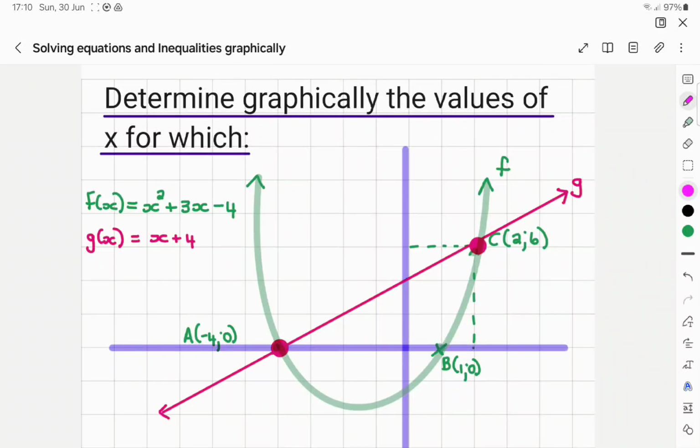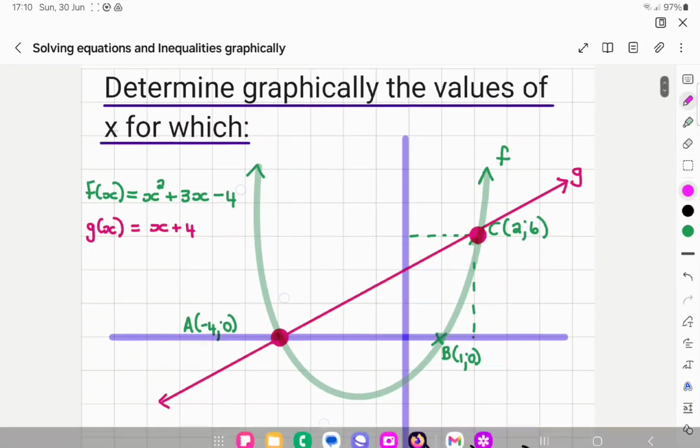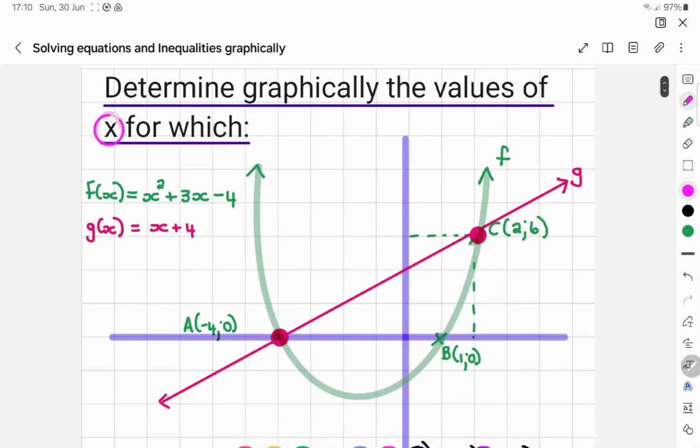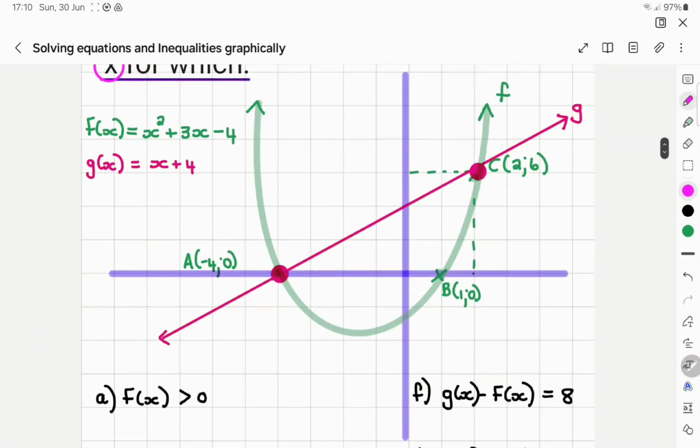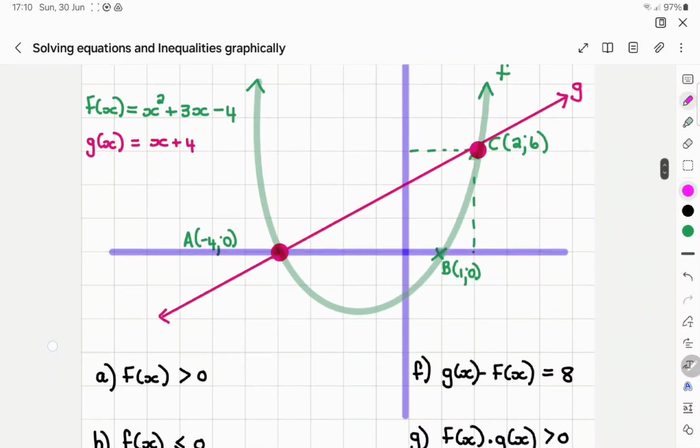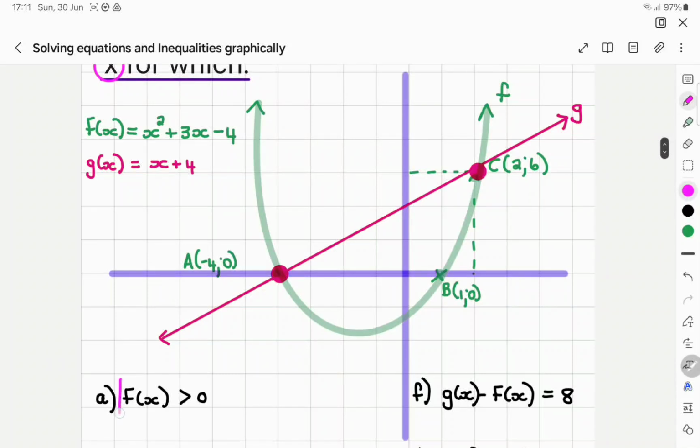All right, okay. So it says, determine graphically the values for x. So always, what values for x are very important. For which values of x is the following: f of x bigger than 0? So f of x is our green graph. Where is it bigger than 0? So remember, f of x is in actual fact the y values. Where is the graph of f, where are its y values bigger than 0?